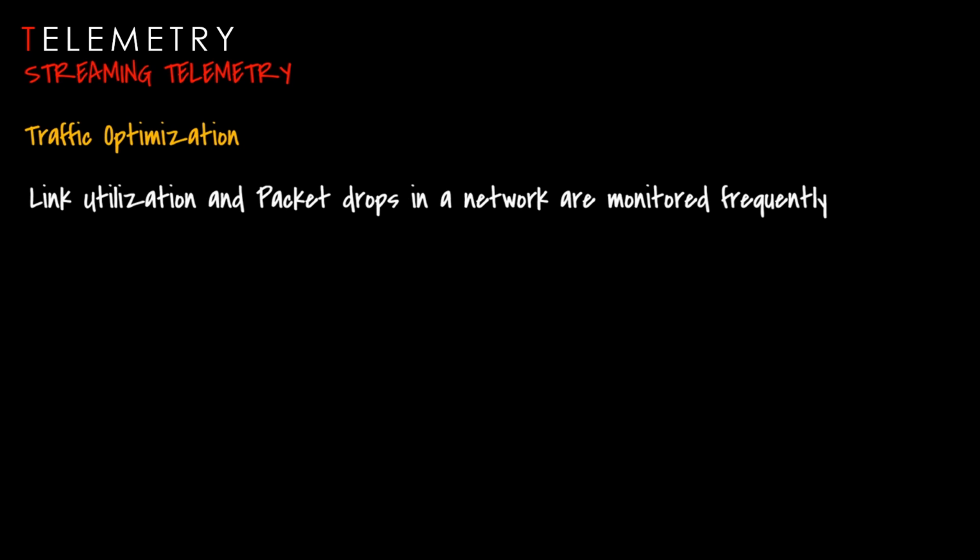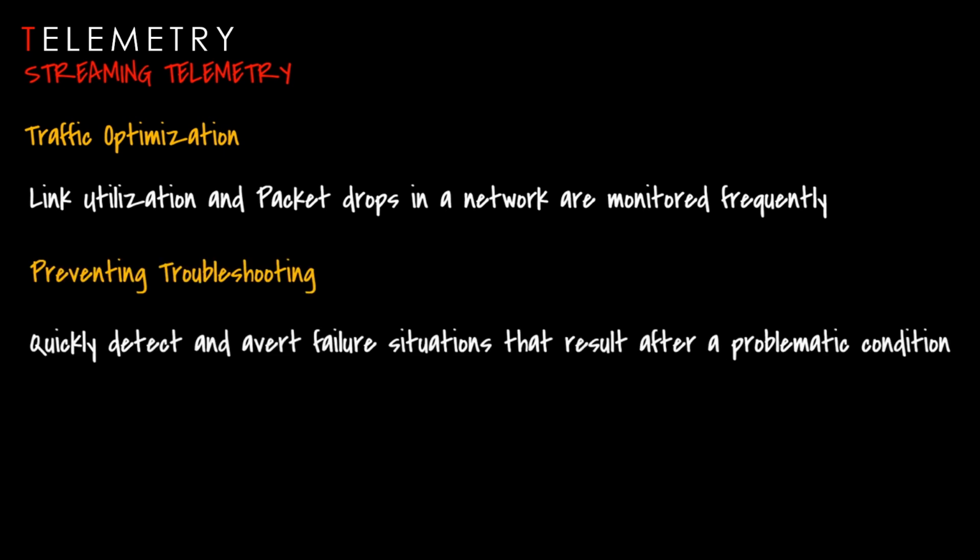Streaming real-time telemetry data is useful in the following situations. Traffic is optimized when link utilization and packet drops in a network are monitored frequently. It is easier to add or remove links, redirect traffic, modify policing, and so on. With technologies such as fast reroute, the network can switch to a new path and reroute traffic faster than the SNMP polling interval mechanism. Streaming telemetry provides quick response time for faster traffic handling. It helps to quickly detect and avert failure situations that result after problematic conditions exist for a certain duration.